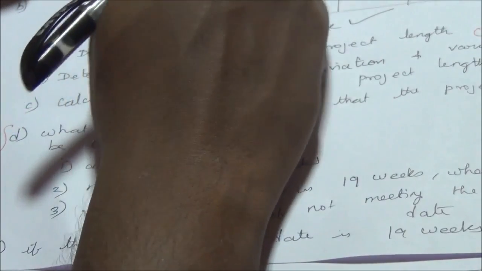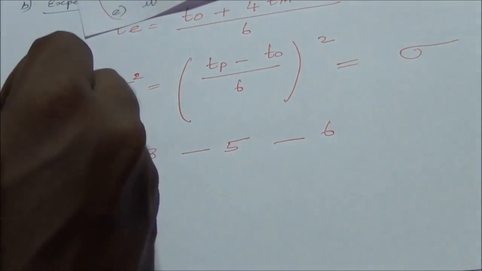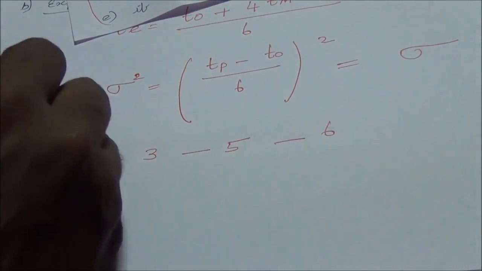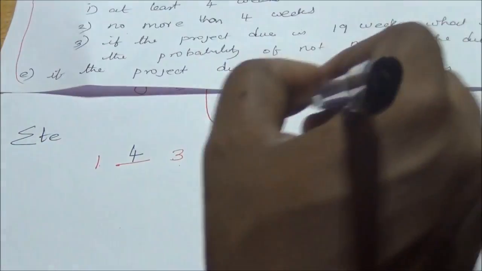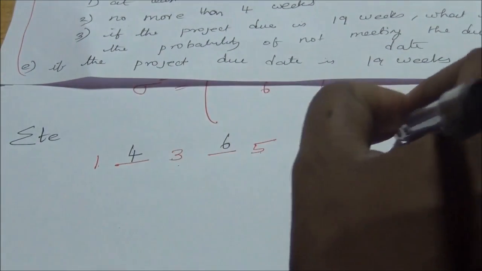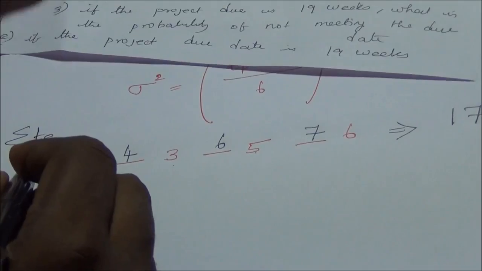From 1 to 3 the expected length is 4, or you can calculate it like this, summation of TE. So from 1 to 3 we have 4, from 3 to 5 we have 6, and from 5 to 6 we have 7. So totally we will get project length for T is 17.